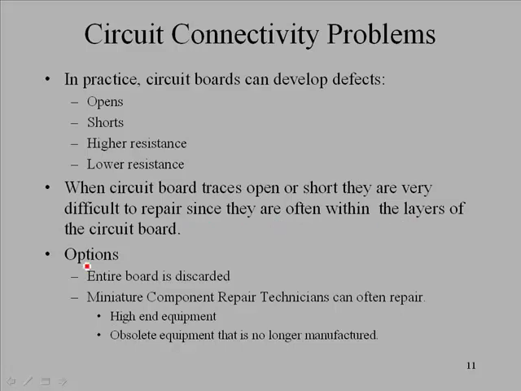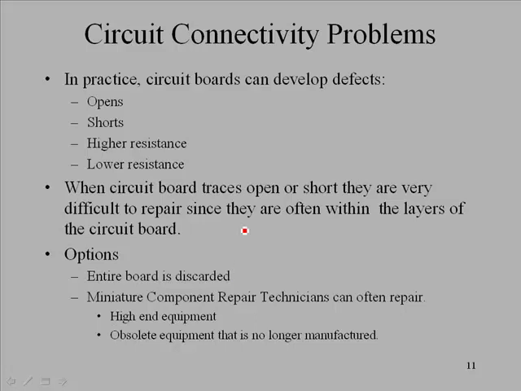Now, in this case, there are options, and one of the common options is that the entire board is simply discarded. Oftentimes, the cost of a new circuit board is less than the cost of repairing it, so the board is just discarded. Now, there are other options.